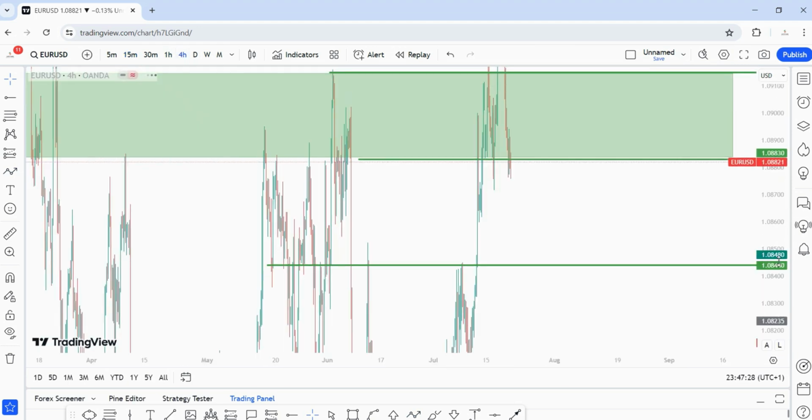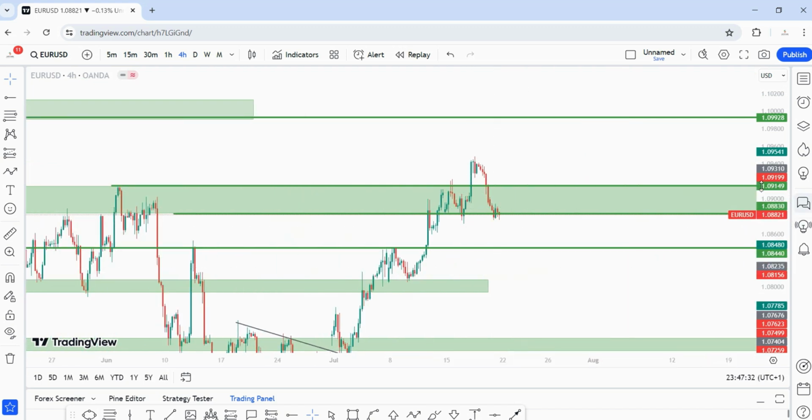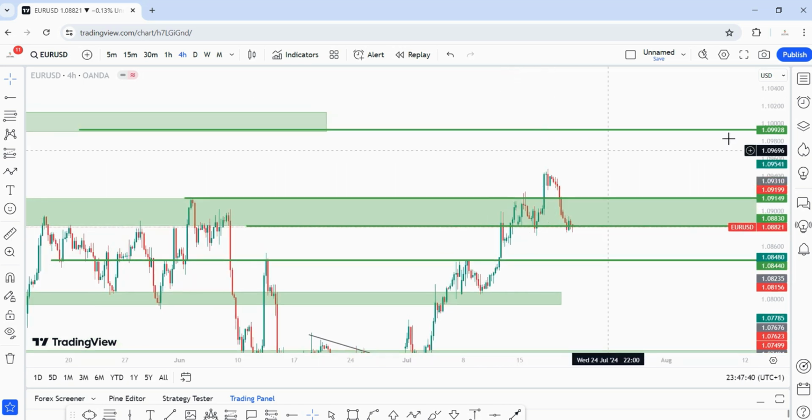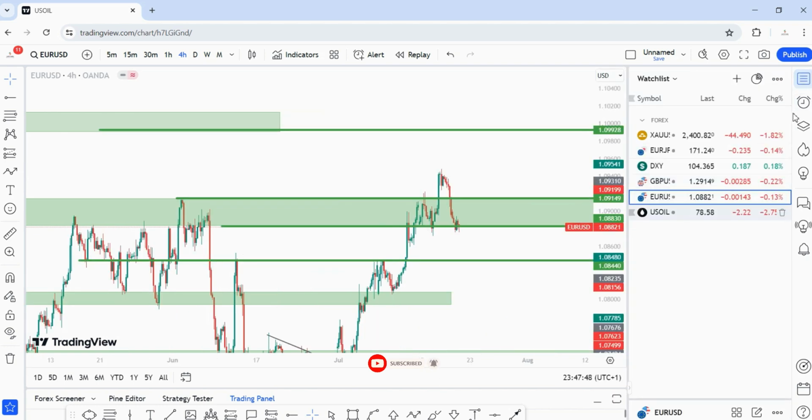However, if we continue bullish, then trust me, I'm going to be patient enough for price to break out of this 1.09149 area, for a 4-hour candlestick to break above it, then I can continue trading. My bullish target is 1.09928. So that's my bullish target. So that is that on Euro USD.